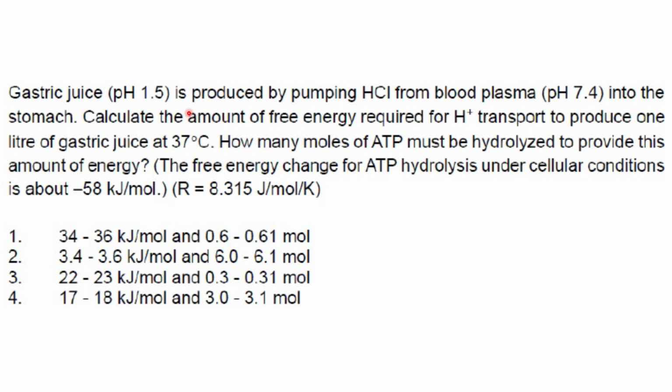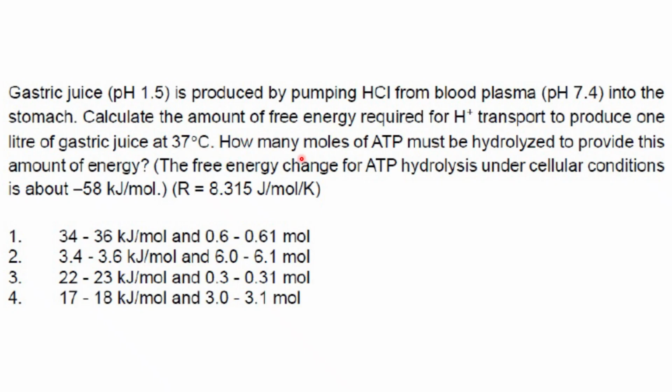Then the next one. Gastric juice, that is pH 1.5, is produced by pumping HCl from blood plasma into the stomach. Calculate the amount of energy required for H plus transport to produce 1 liter of gastric juice at 37 degrees Celsius. So you have to calculate the free energy required to transport H plus from blood plasma into the stomach to create a pH of 1.5 in the gastric juice. The blood plasma is at pH 7.4.